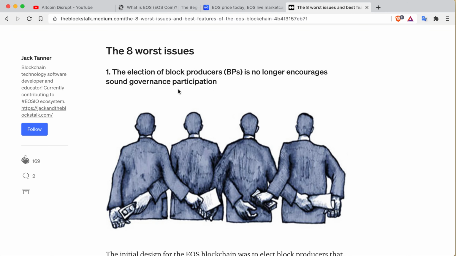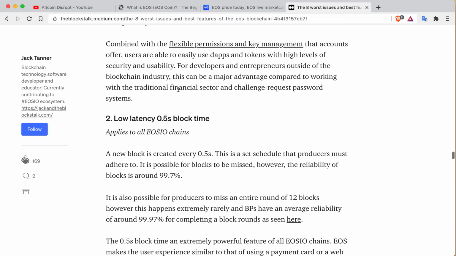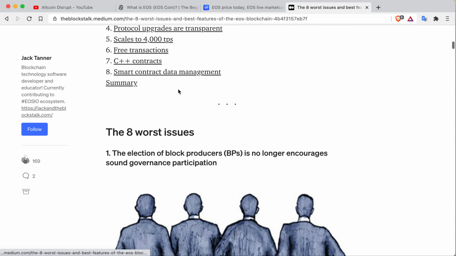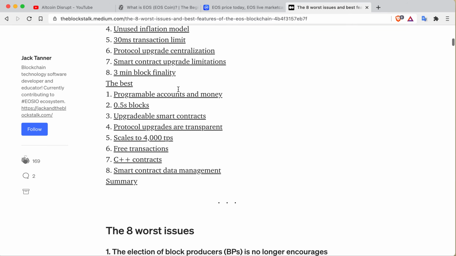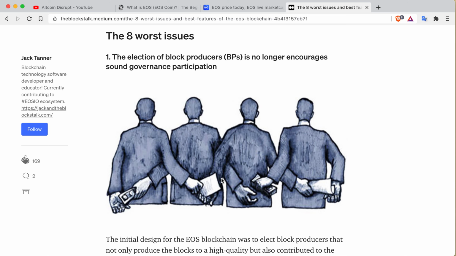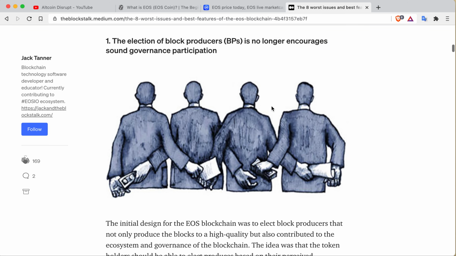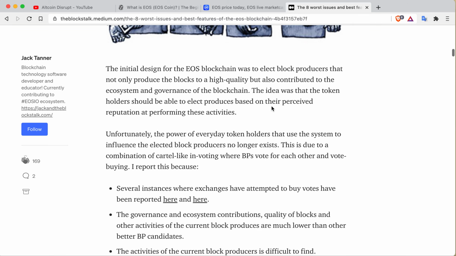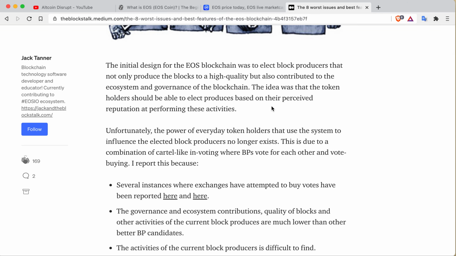So, the 8 worst issues with EOS. Sorry, not Ethereum, with EOS. We're going to go through those as well, and have a proper look. One of the things they always say is that the election of block producers is no longer encouraged, which sounds like government participation, and I've heard of this. It is basically rumored to be a corrupted system. So we can take a brief dive into this so we can get a proper explanation.